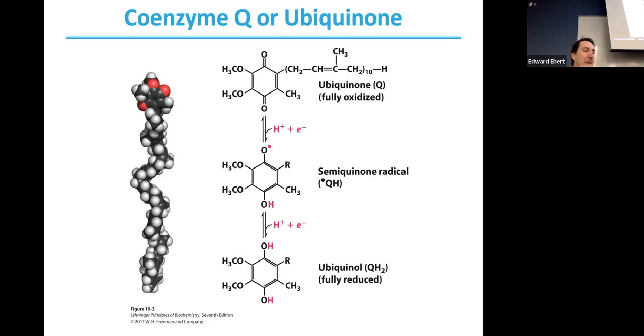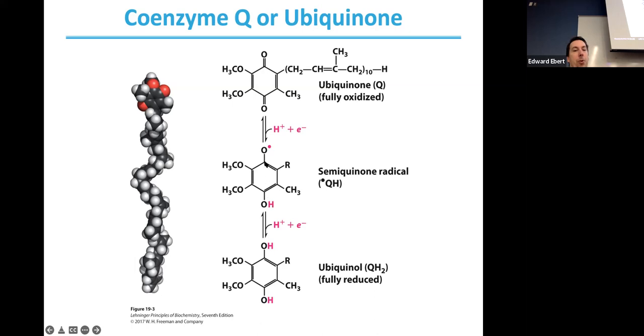We've got to make a couple of stops before we get to our destination. So that's what we see here. In our first case, our ubiquinone, fully oxidized, you can see we have our ketones here. We pick up one oxygen and one proton.